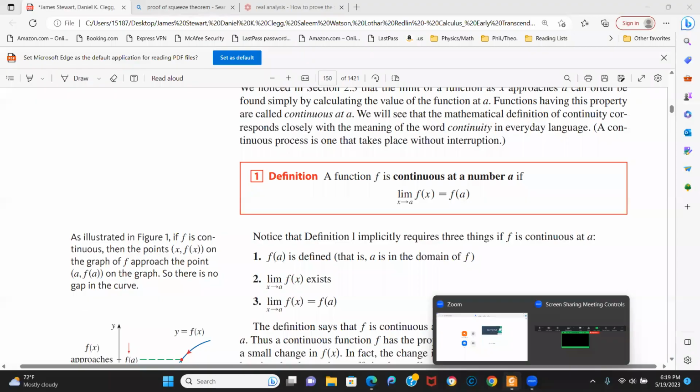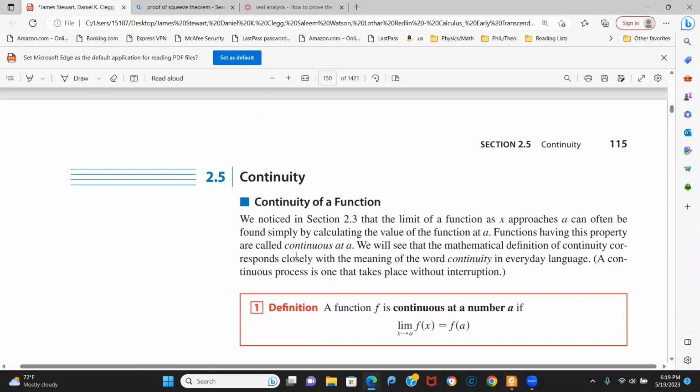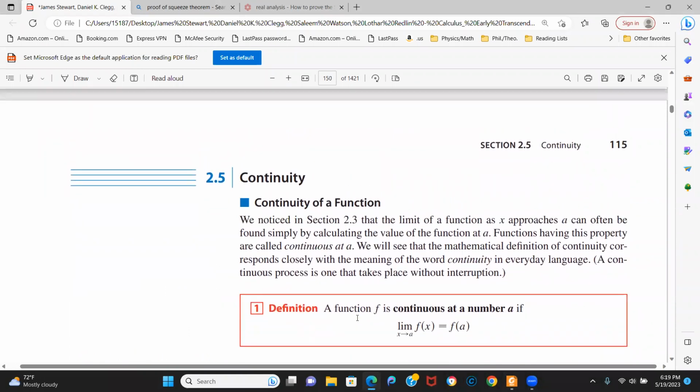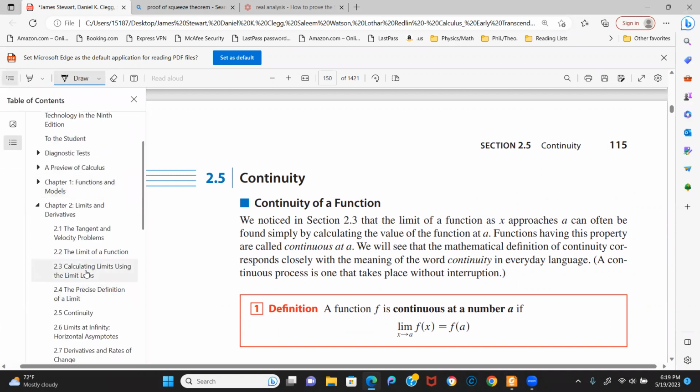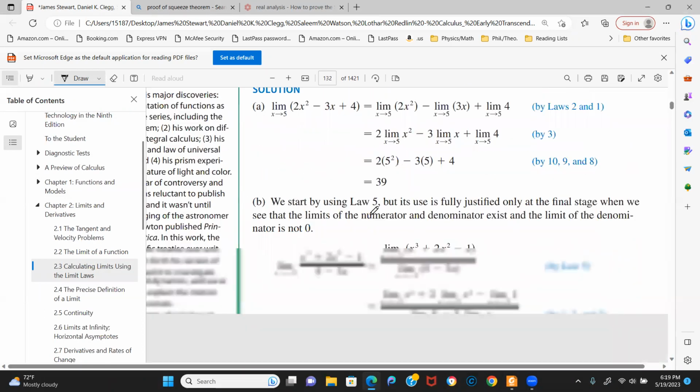So let me share my screen now and pull up the book. All right, so as I said, we're in 2.5 on continuity. We're talking about continuous functions. And this definition here should look somewhat familiar. There was a theorem in 2.3, I guess. Let me just pull it up. I think it's 2.3. It was a theorem on polynomials.